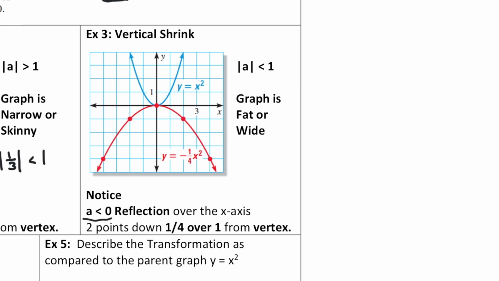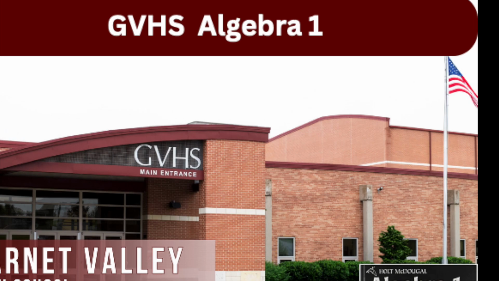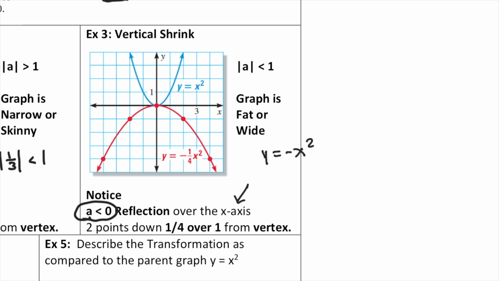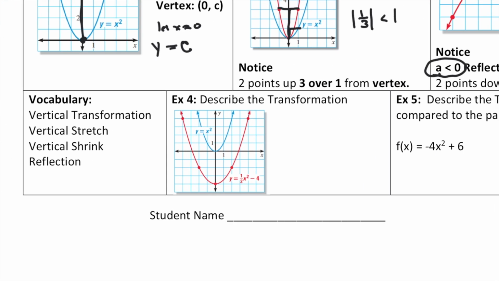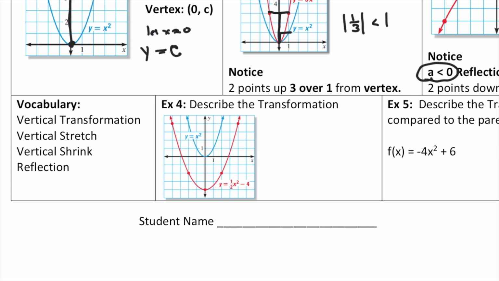If your a is less than 0, that's going to be a reflection over the x-axis. If I have y equals negative x squared, it takes all those positive values, which would be above the axis, and flips them to below the axis because of the negative. Now, when we see a negative 1/4, it's going to make a wide graph, down 1/4 over 1, and you will see a wider graph that's been flipped upside down. So we have a new vocabulary set: vertical transformation, vertical stretch, vertical shrink, and reflection.